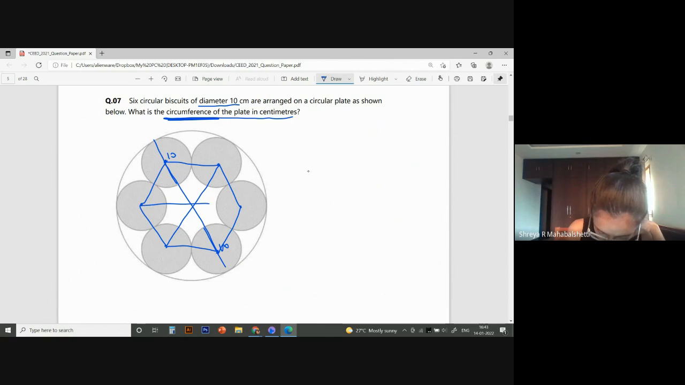When you get a regular hexagon, you get an equilateral triangle. So when you get an equilateral triangle, you know that this is 10, this is 10, this is 10, which means this is also 10, because it gets cut in half. And hence you will get this circle, and eventually the diameter is 10. So the diameter that we have got is 30 centimeters.